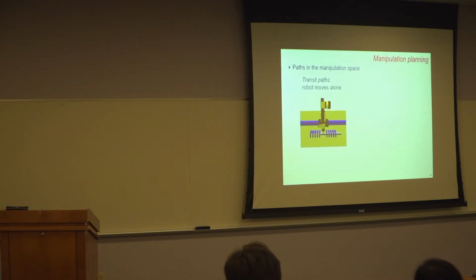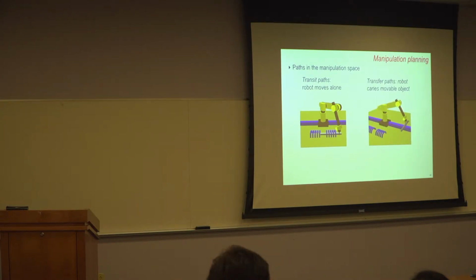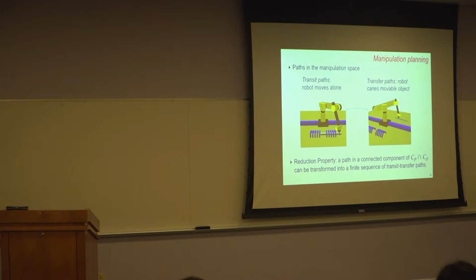And the paths in the manipulation space are decomposed into transit paths, where the robot moves along, and transfer paths, where the robot carries movable objects. So basically, these are the main ingredients: the placement and grasping spaces, and the transit paths and the transfer paths. And with that, we'll try to combine the two in order to do the manipulation and solve the tasks that I just mentioned. So you can prove the following properties.